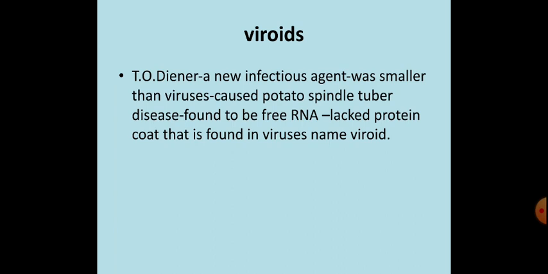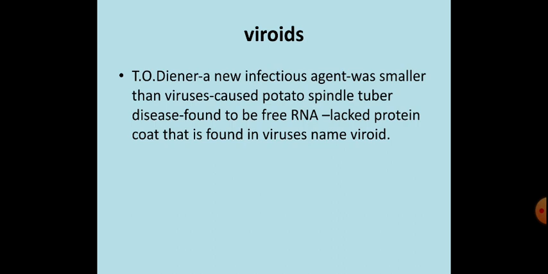This disease in the plant is because of the release of genetic material, free RNA. This is found to be a free RNA. The speciality of viroids is that they don't have a protein coat, which is found in viruses. I said viruses are covered by a protein coat called capsid, but that protein coat is absent in viroids. So they are smaller than viruses, and the free RNA of the viroid has a low molecular weight. So they are much smaller than viruses.